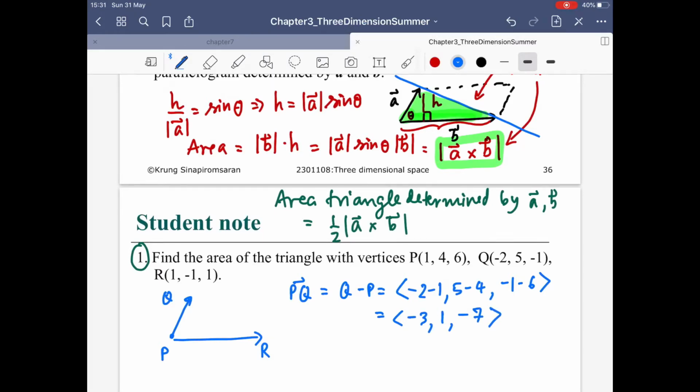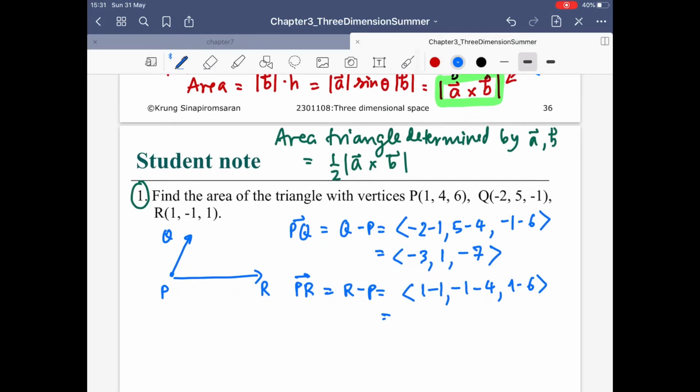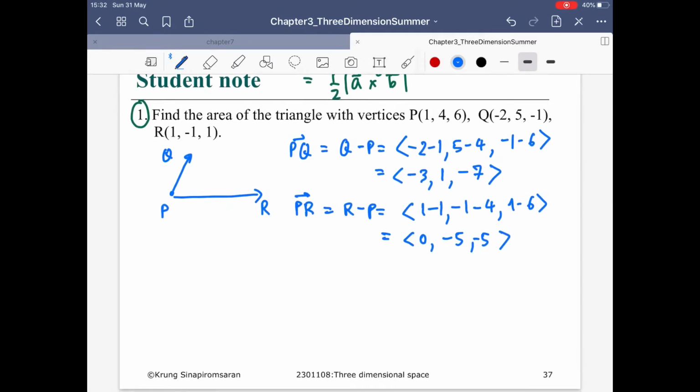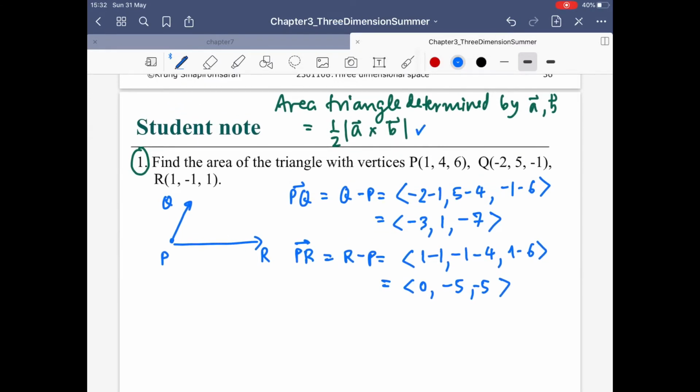How about your PR? As indicated in the picture, your PR is R minus P. So your R is 1, -1 and 1, minus P, which is 1, 4 and 6. So you get 0, -5 and -5. All right. So to find the area of a triangle, it is this one, right? 1/2 of the magnitude of A cross B. So you are going to find A cross B first.